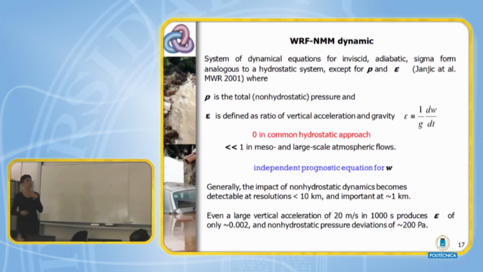For most cases, epsilon is much less than 1 in meso- and large-scale atmospheric flows. But in situations where we have the impact of non-hydrostatic dynamics, especially when we have convection and resolution less than 10 kilometers, we have to include non-hydrostatic processes, and they become very important at a horizontal resolution of about 1 kilometer. This is like the boundary between using hydrostatic or non-hydrostatic. It says that you can use the hydrostatic approximation until about 1 kilometer, because even with large vertical acceleration, the parameter epsilon produces very low pressure deviations.